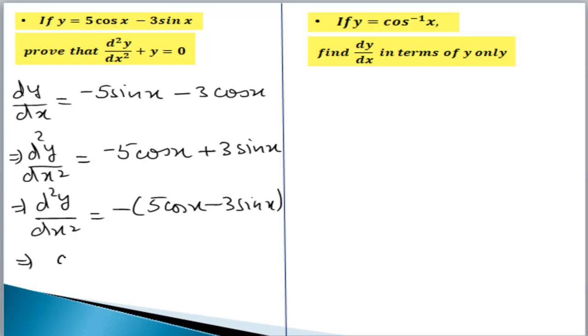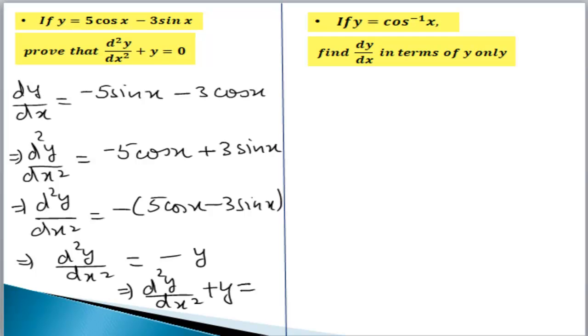And this term within the bracket is nothing but y. So what are we getting? d square y over dx square is equal to minus y. Now shifting this y to the left hand side, we meet the required condition, that is d square y over dx square plus y is equal to 0. So the proof.